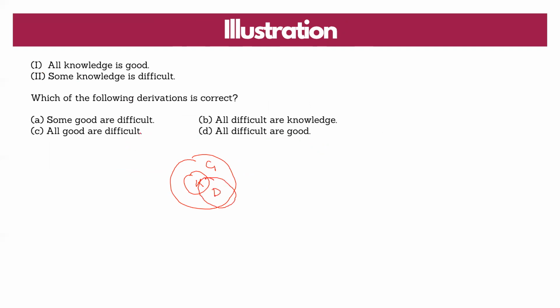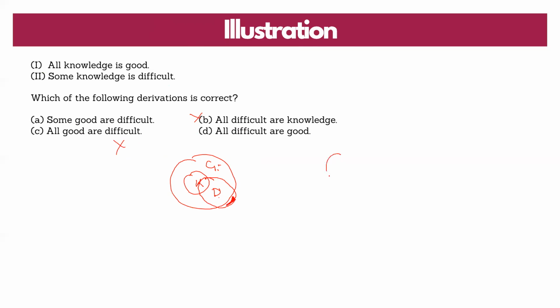Which of the following derivations is correct? Some good are difficult. It looks like a valid conclusion because the circles good and difficult intersect at some part. Some good are difficult, all difficult are knowledge. Can I say difficult lies inside the circle knowledge? No. All good are difficult. Can I say good is lying inside difficult? No. All difficult are good. Can I say it is happening? It is not happening because in my circle there is a part which is lying outside G.